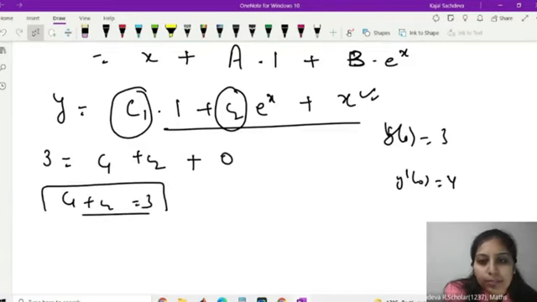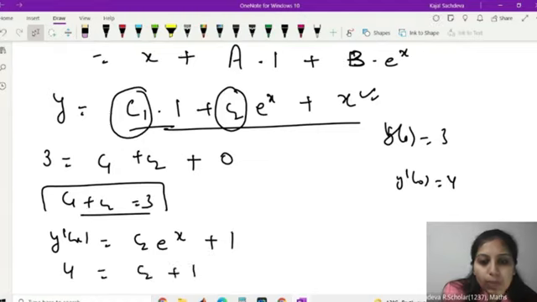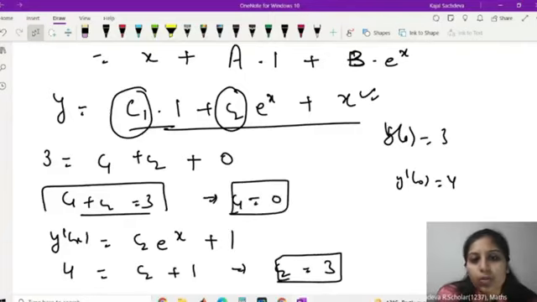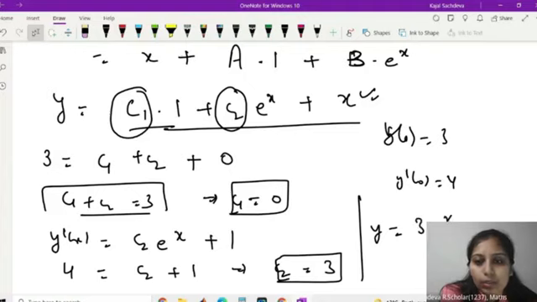The next step is taking the derivative. So y'(x) is equal to 0 for the constant derivative, plus C2 e raised to power x plus 1. So we get y'(0) equal to 4, that is C2 plus 1. So we get C2 as 3, and when C2 is equal to 3, then C1 is equal to 0. So we get the final solution as C1 is 0, C2 is 3: 3e^x plus x. And we are to find the value of y(1), as the question said. So put x equal to 1, and we get 3e plus 1.